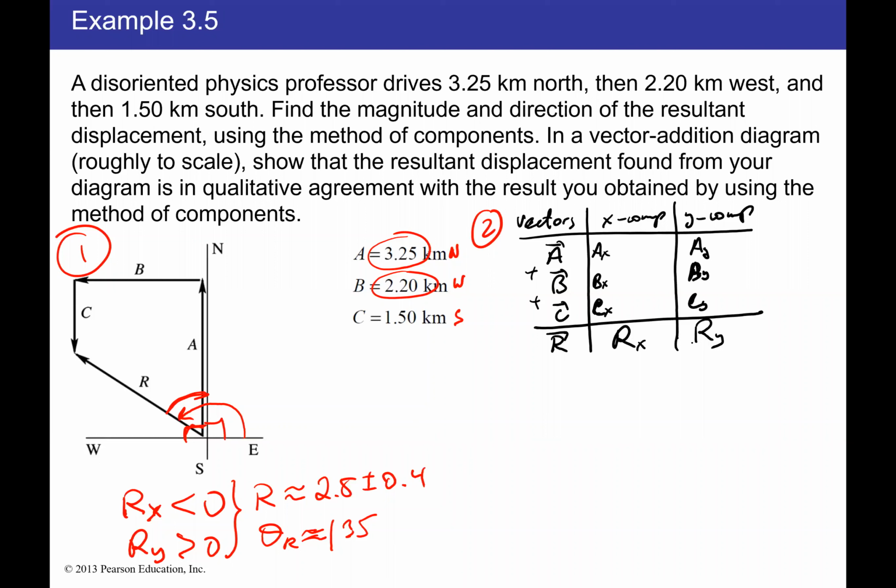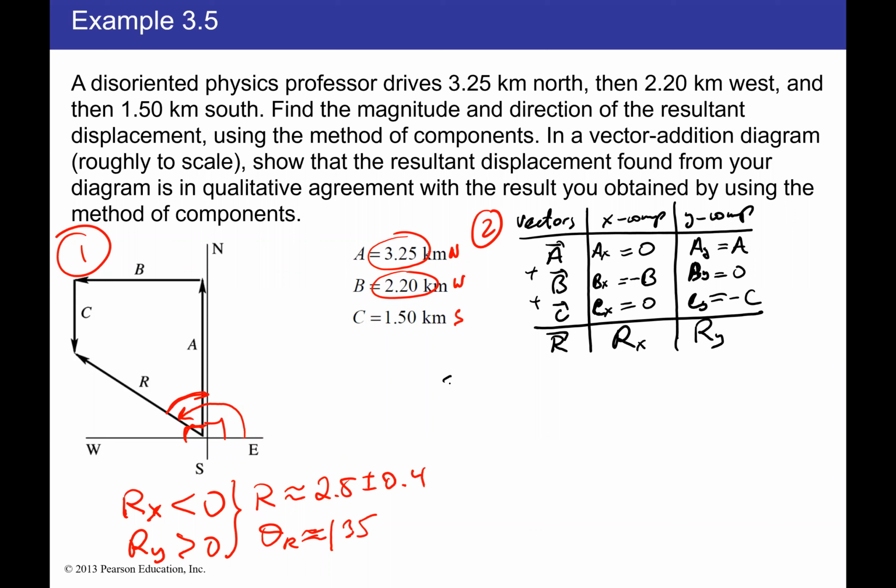Ax is the X component of vector A, but A is only pointing toward the positive Y direction, which is north. So it has no X component, and its Y component is the same as A itself. B is pointing in the negative X direction, so it's negative B, and it has no Y component. Vector C has no X component, and it's pointing in the negative Y direction, so it's negative C. Okay, and that's what we get.